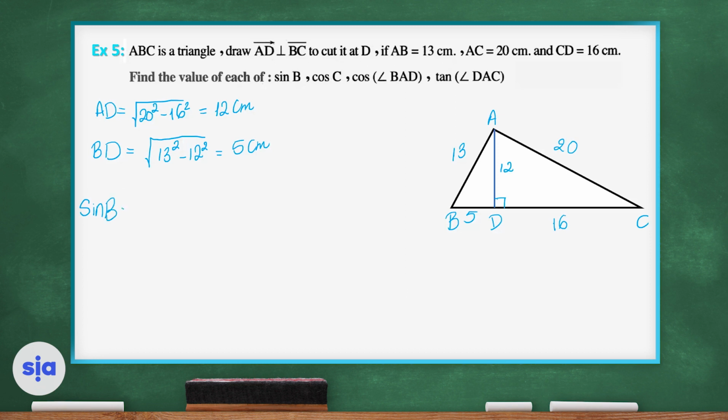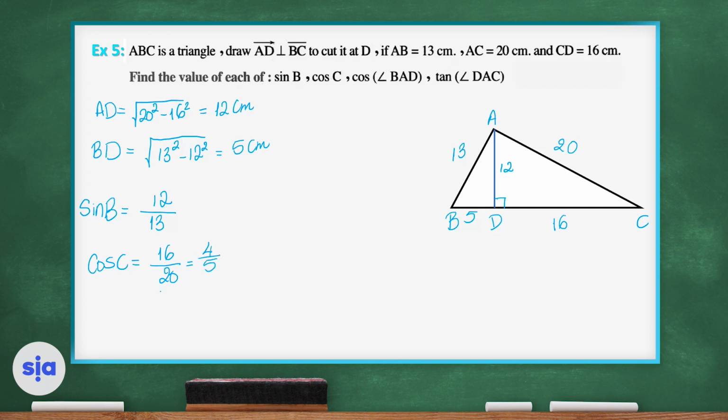Sine B equals the opposite, which is 12, over the hypotenuse, which is 13, where cosine C equals the adjacent, 16, over the hypotenuse, which is 20. If you simplify this more, it will be 4 over 5.